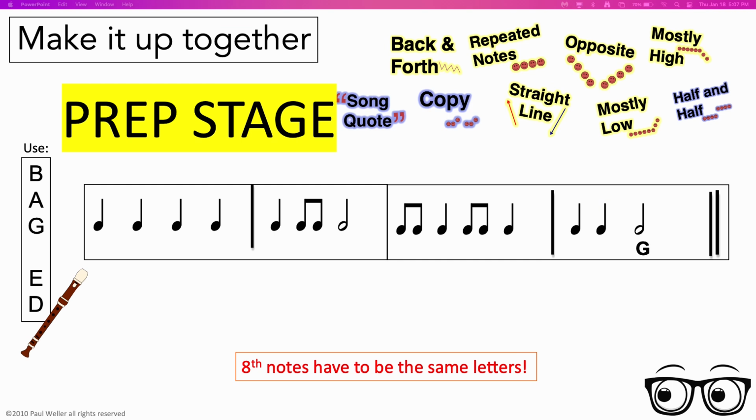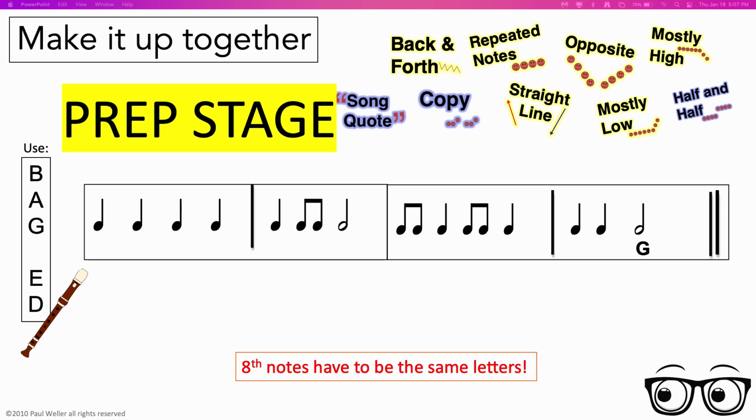So this is the prep stage. We have different musical elements. We call these strategies that they can choose from. And then for this particular activity, we will be playing this on the recorder. And they have these 5 notes to choose from. So typically, we will give them a written handout that looks something like this.